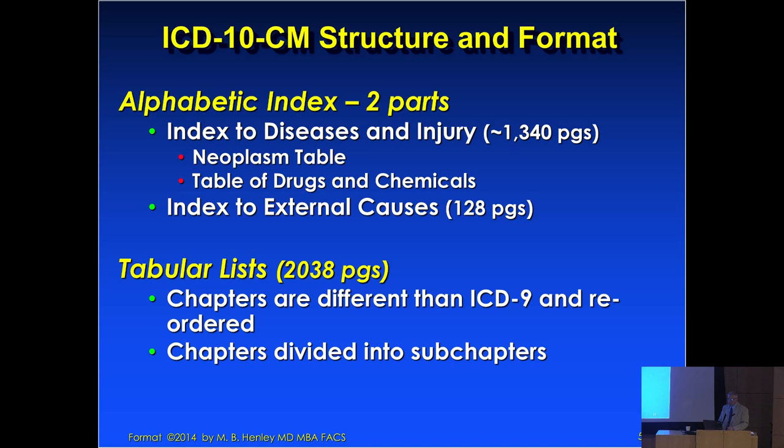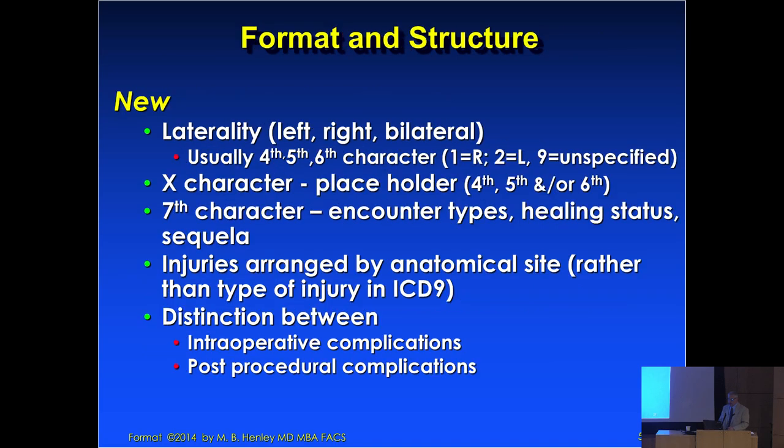Here are the new parts of it. I said laterality. The X is a placeholder. The seventh character denotes the encounter type and the healing status for fractures and other injuries. Injuries are grouped again by anatomical site rather than injury. And there's a distinction between intraoperative complications and post-procedural complications.